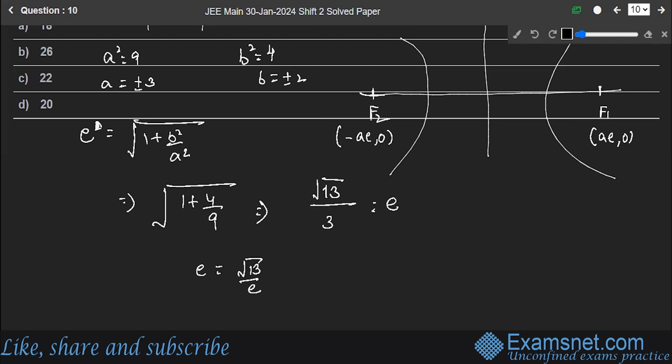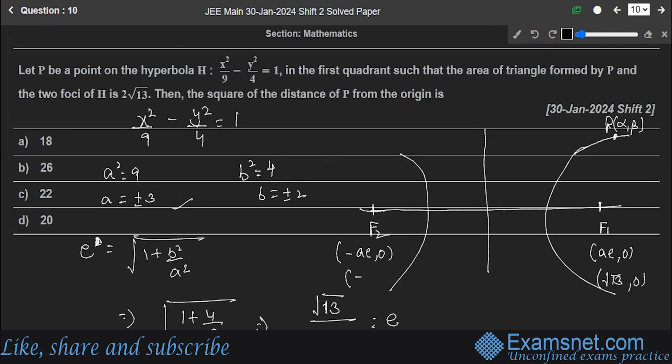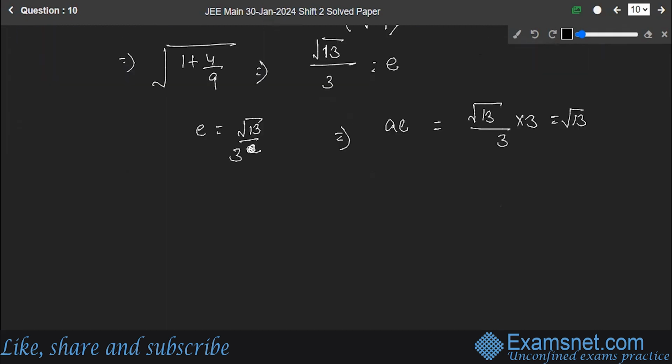So the two foci will have the coordinates (AE, 0). A into E will be root 13 here, and A is equal to 3. So A into E is this. So that means this will be (root 13, 0), and this side will be (minus root 13, 0). So I got the coordinates.